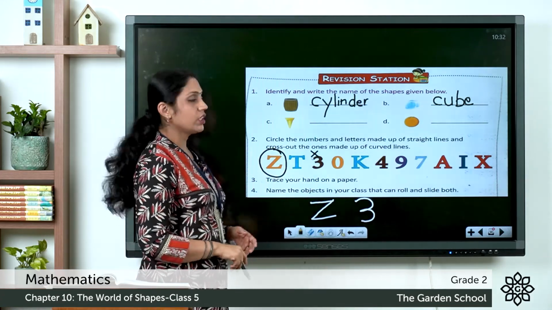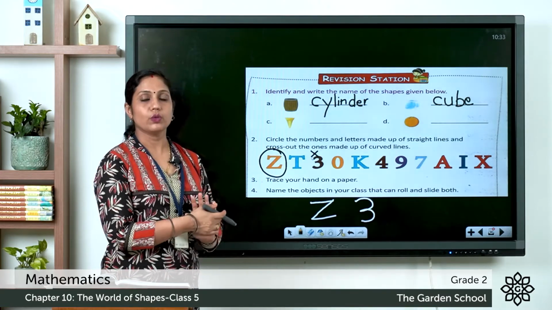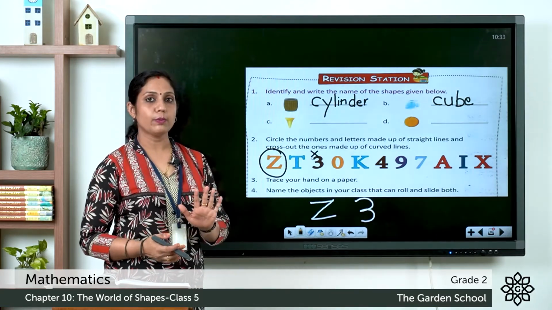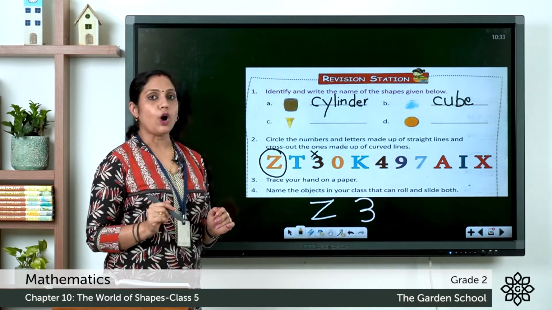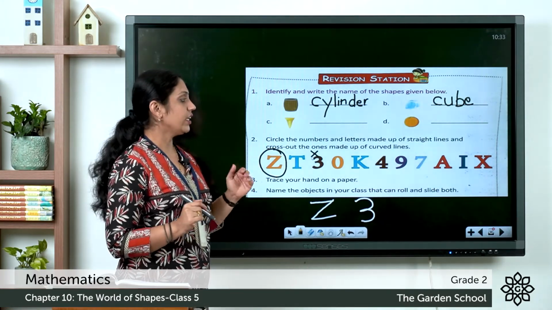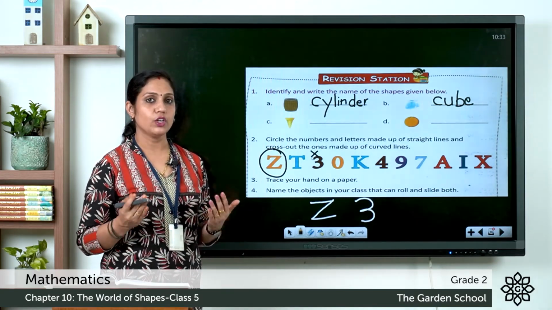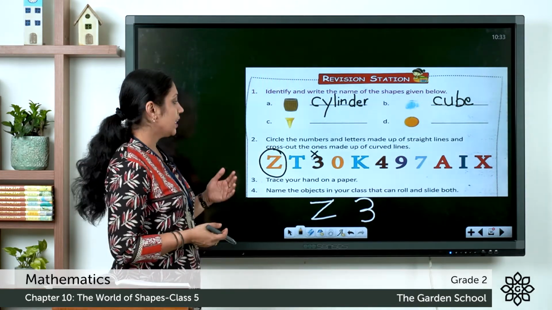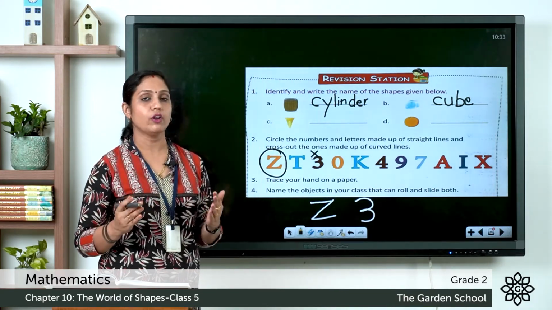Now let's move on to the third question. Trace your hand on a paper. So what you have to do? You place your hand on a paper and trace it. Now the fourth question. Name the objects in your class that can roll and slide both. So as you are not in the class, in your home, find out objects that can roll and slide both. So find out objects like that.